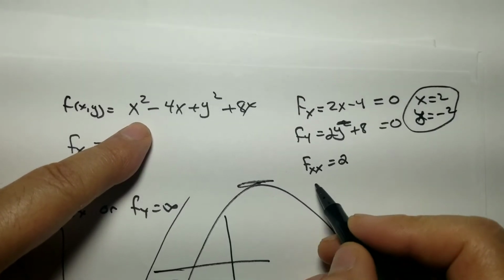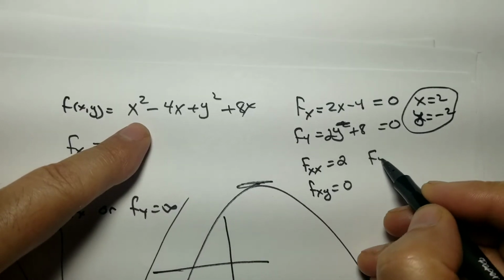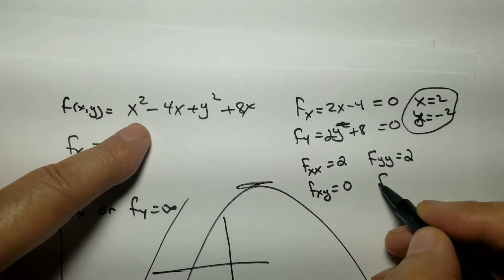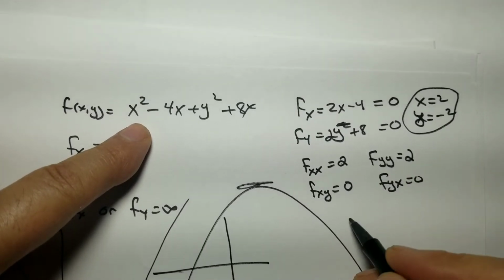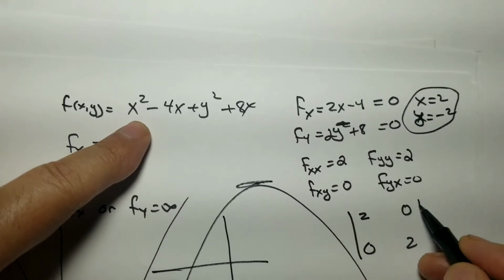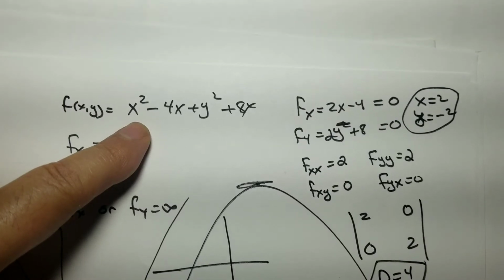I don't know yet. Let me check. What is f of xy? 0. What is f of y? 2. And what is f of yx? 0. Therefore, I have a 2 and a 0, 0 and a 2. I know my determinant is 4. I got that as positive.